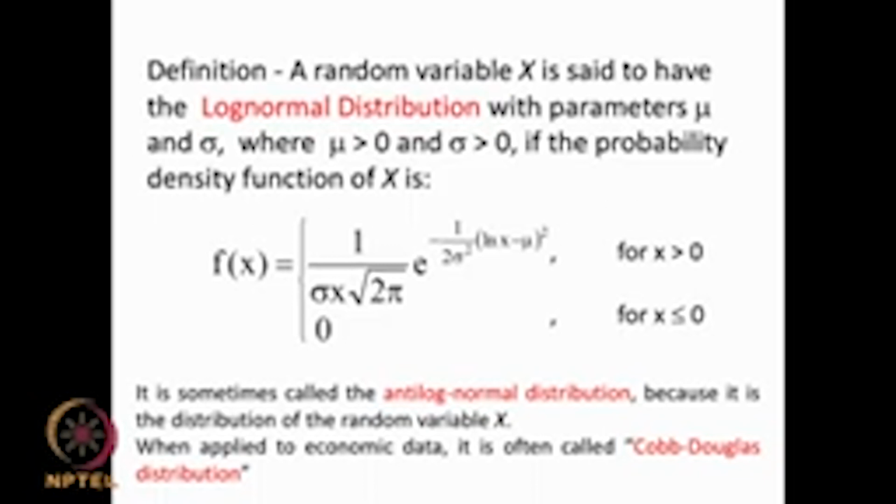Okay, let us look at another distribution, that is called log normal distribution. So, it is a logarithmic of normal distribution. So, it is not uniform, it is defined in this form. A random variable x is said to have a log normal distribution if it looks like this. You can see it almost looks like your normal curve, but you have ln x there. For x greater than 0, it is 0 for x less than 0. So, sometimes it is called anti-log normal distribution because of the distribution of the random variable x. It is also called Cobb-Douglas distribution if you are analyzing economic data.